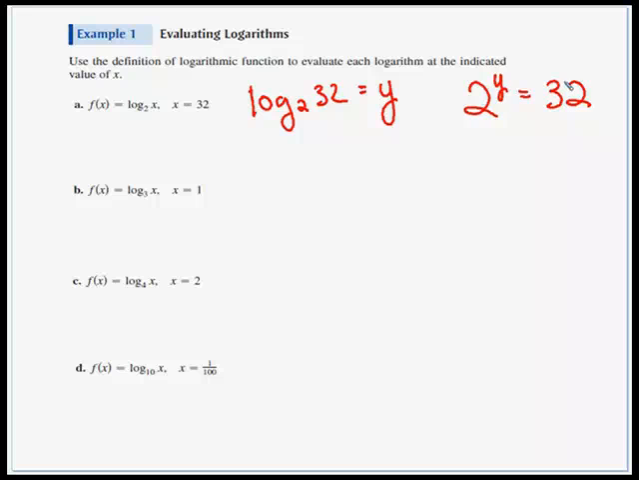And in the last section we learned about the one-to-one property, so we could rewrite this: 2 to the y is equal to 2 to the 5th power, because 32 is 2 to the 5th. So now that our bases are the same, we know that the exponents are also equal. So here we have y is equal to 5.